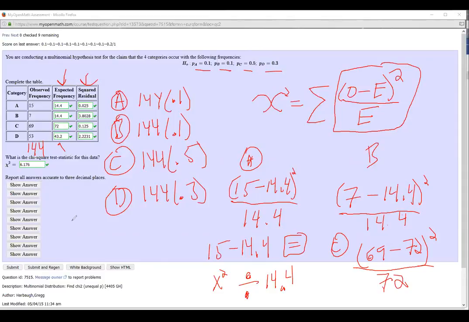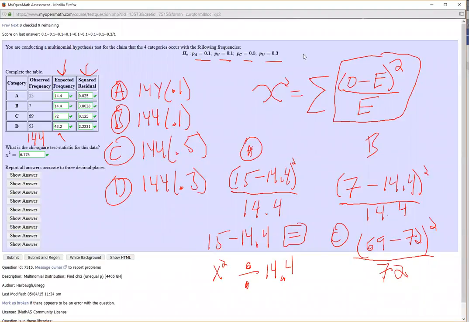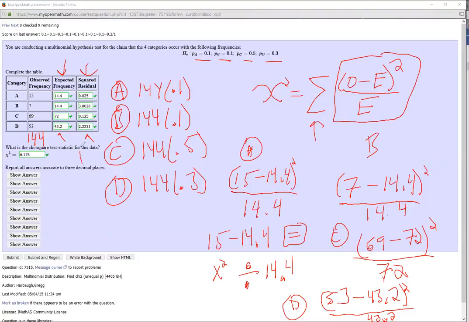And then lastly, for category D, here I'll write it. I'm running out of space here. Maybe I can move it, give myself a little more room. Okay, I'm going to do 53. This is category D, 53 minus the 43.2. Square it. Divide by the 43.2, and I'm running out of room. And that's how I got that 2.2. And then to get the chi-square statistic, you're going to find the sum of those numbers. So you just add up those four numbers, and that's where I got that from.